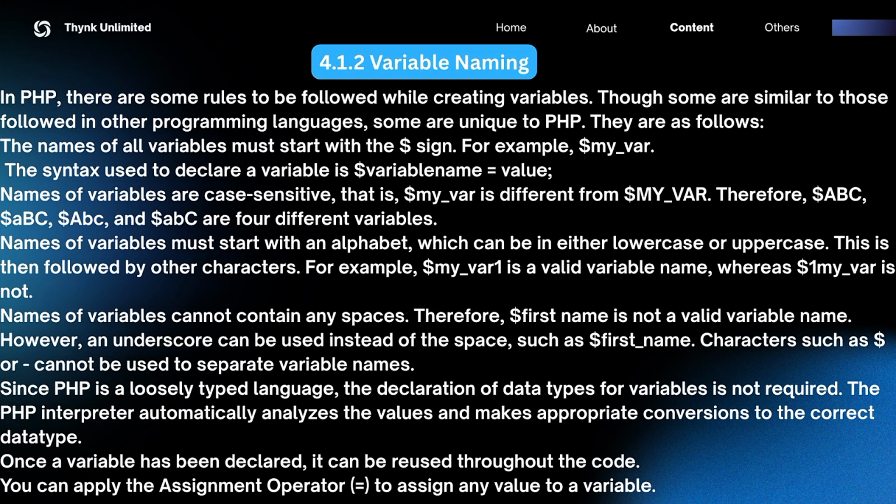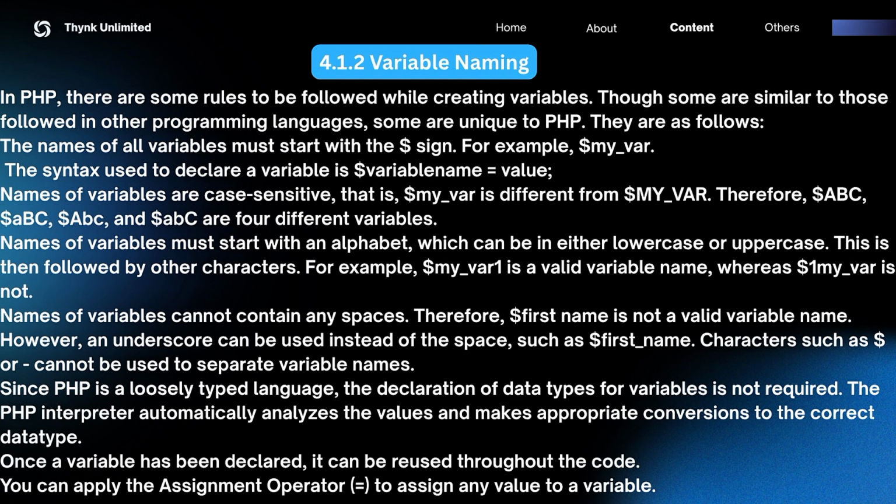Variable names must always start with a letter or an underscore and never with a number. This first character can be either uppercase or lowercase, and it can be followed by numbers or underscores. For example, $myvar1 is a valid variable name, but $1myvar is not valid because it begins with a number.